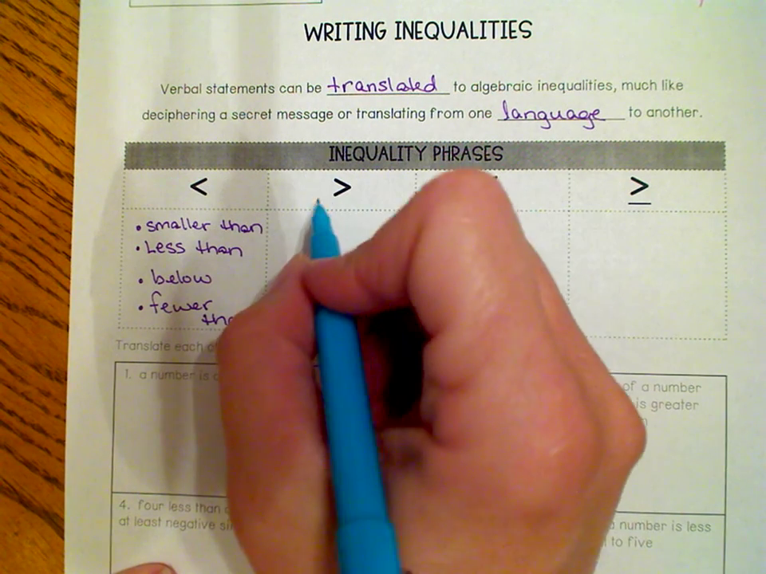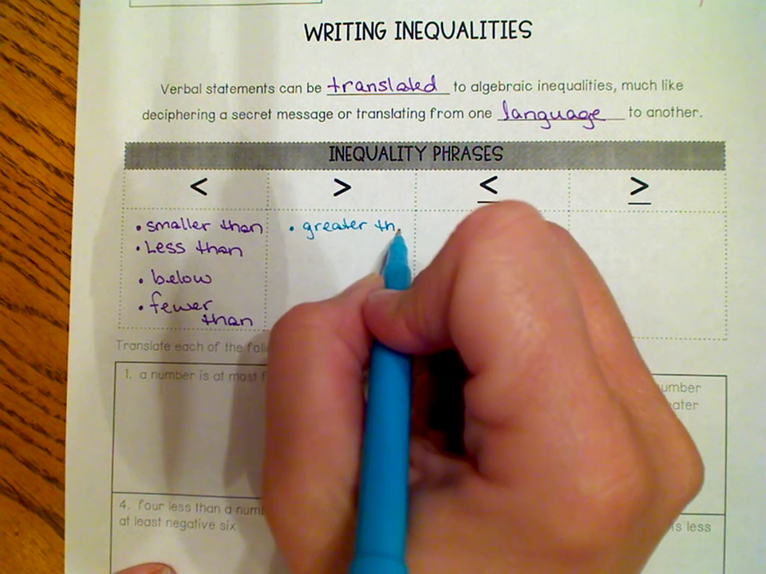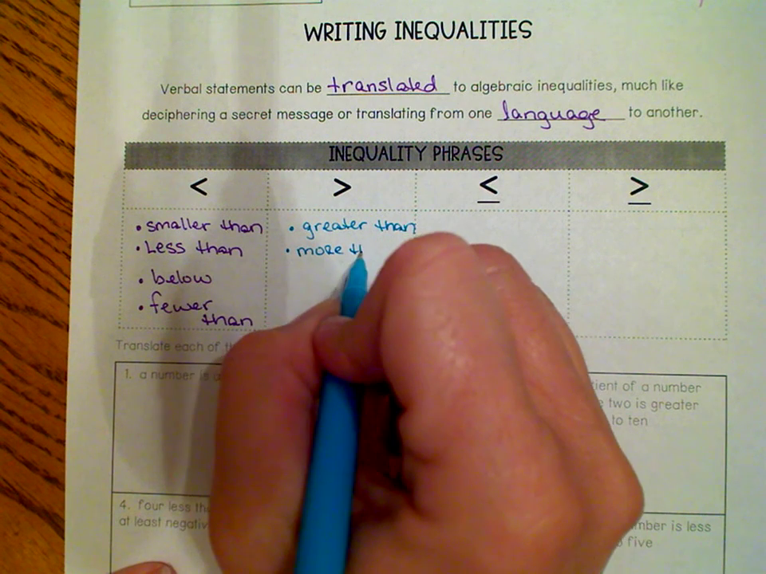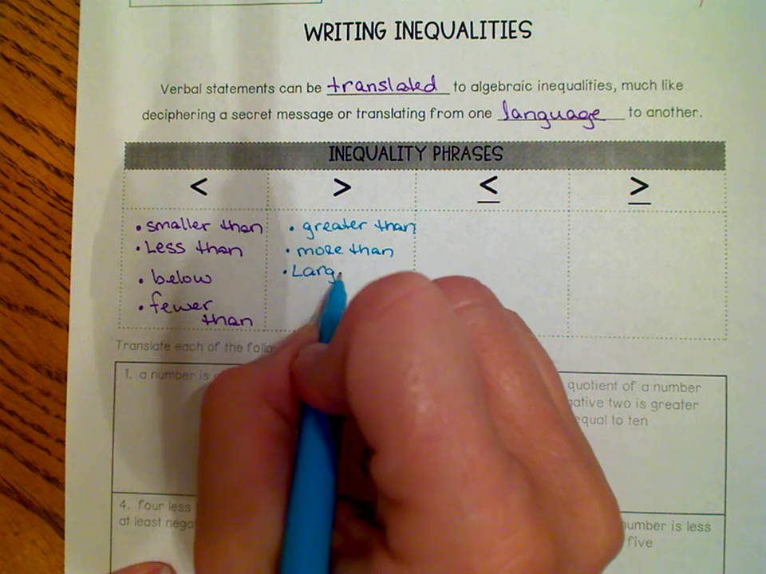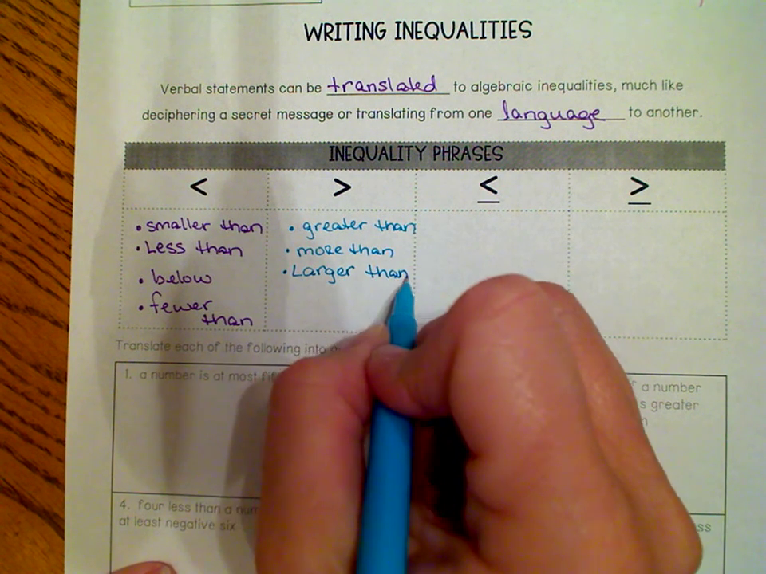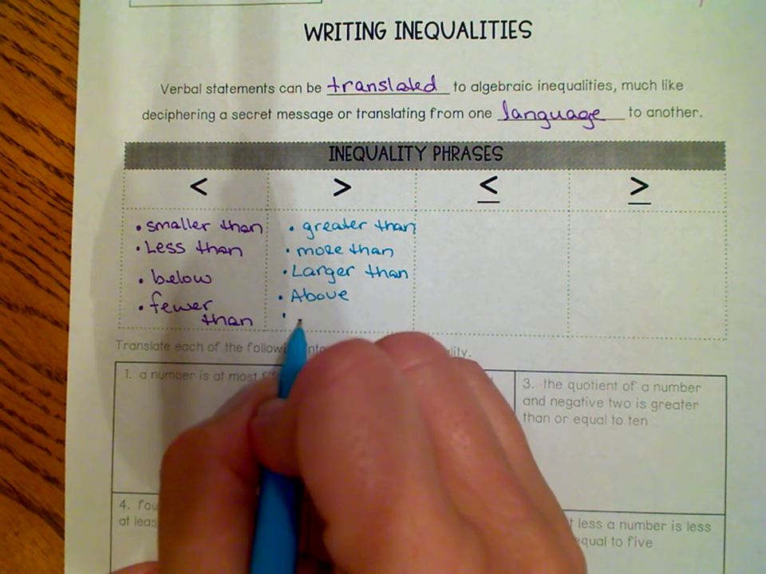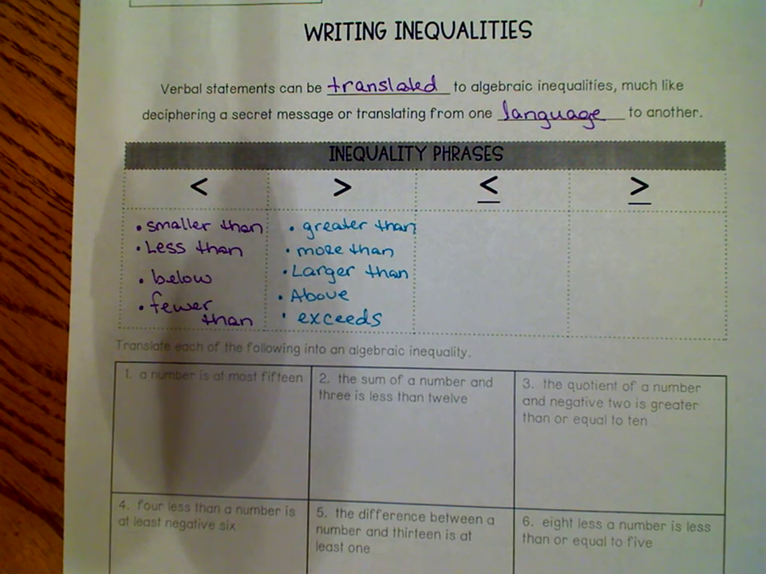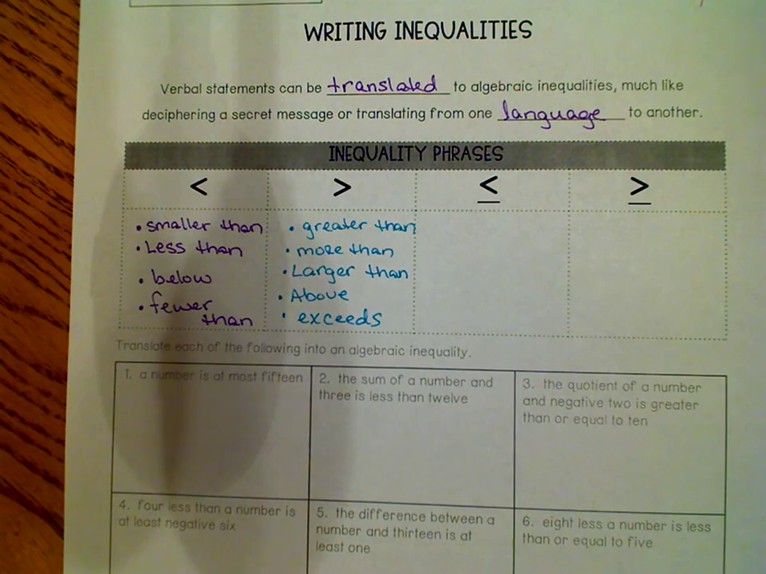Okay, the next one would be greater than, more than, larger than, above, and exceeds. So again, these are phrases that mean greater than. So greater than, more than, larger than, above, exceeds.